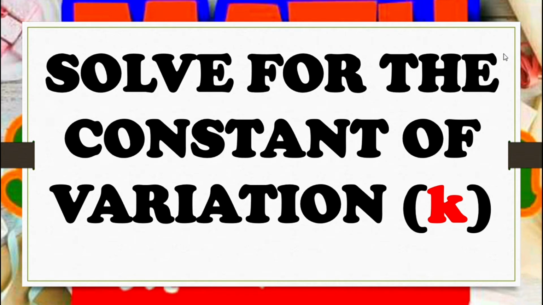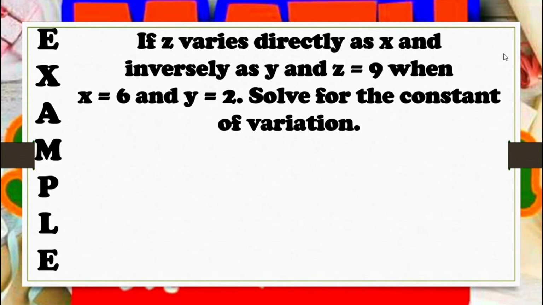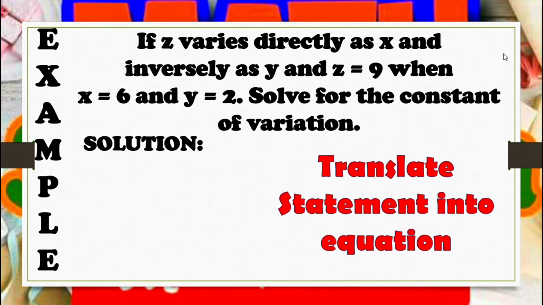This time, let us try to solve for the constant of variation, which is represented by k. Let's have our first example. If z varies directly as x and inversely as y, and z equals 9 when x equals 6 and y equals 2, solve for the constant of variation. From this given statement, first thing we need to do is to translate statement into equation. Remember that the first statement will help us determine our equation.